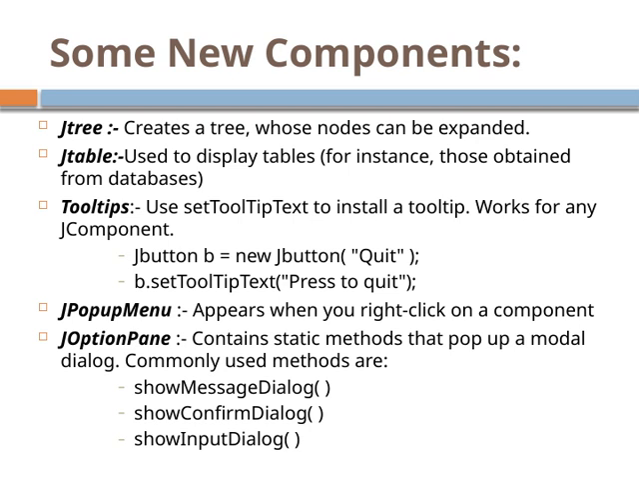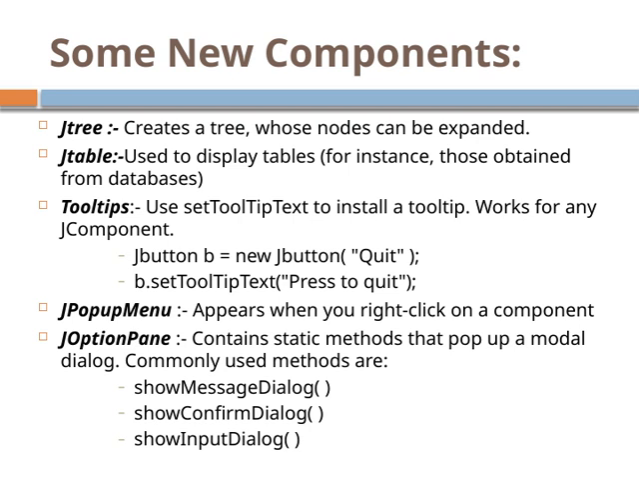Next, let's talk about tooltips. These are small pop-up texts that appear when the user hovers over a component. You can add them easily with the setToolTipText method, and they work with any J component. For example, if you have a button, adding a tooltip can give users quick hints about its function, like "press to quit" on a quit button. Another useful component is the JPopupMenu, which appears when a user right-clicks on a component, giving context-sensitive options. This is great for providing additional commands without cluttering the interface.